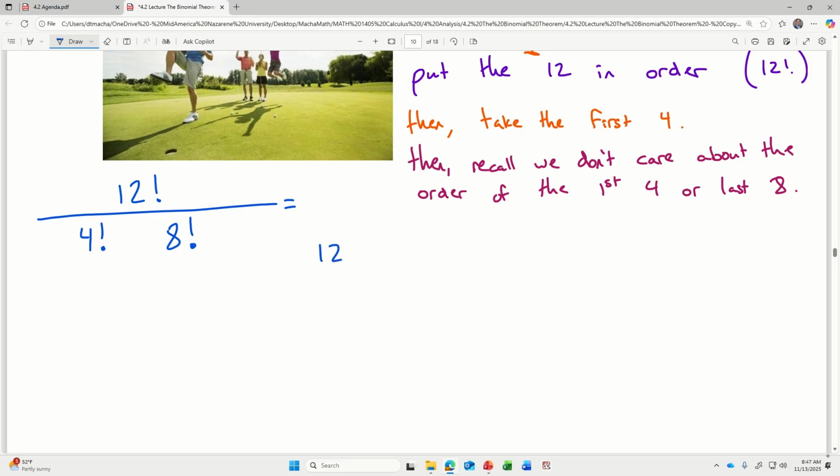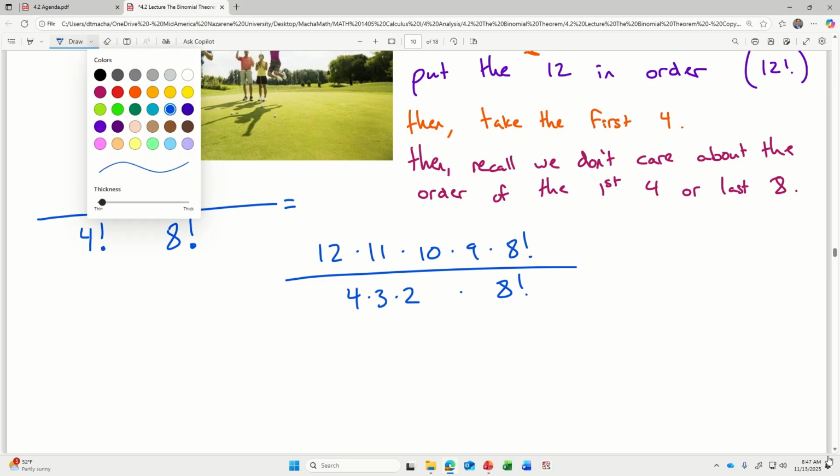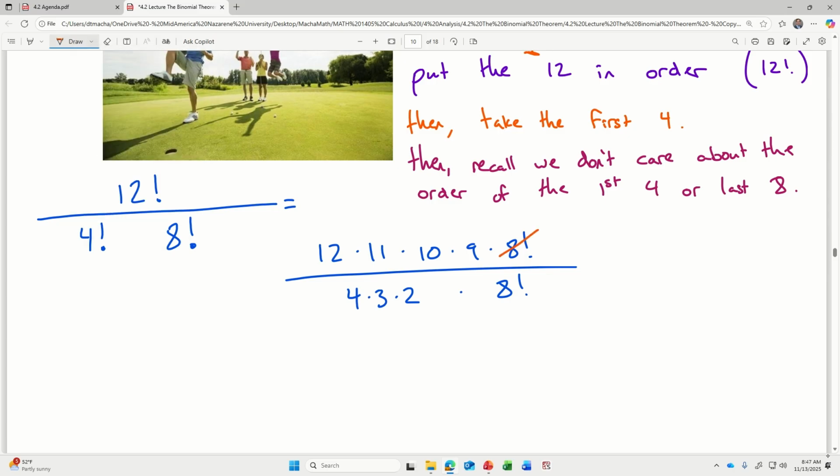So I'm going to have 12 times 11 times 10 times 9 times 8 factorial divided by 4 factorial times 8 factorial. Do you understand why 12 factorial is the same as 12 times 11 times 10 times 9 times 8 factorial? Okay, and then you see how there's an 8 factorial in the numerator and an 8 factorial in the denominator? So those guys just cancel. That's nice. So in your calculator, all you have to type in is 12 times 11 times 10 times 9 divided by 4 times 3 times 2.